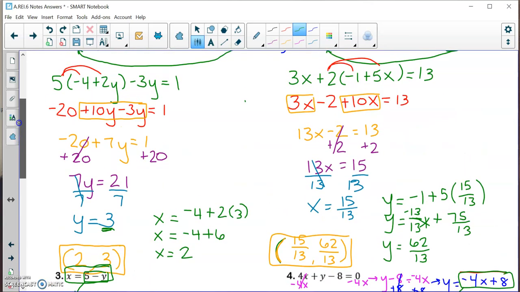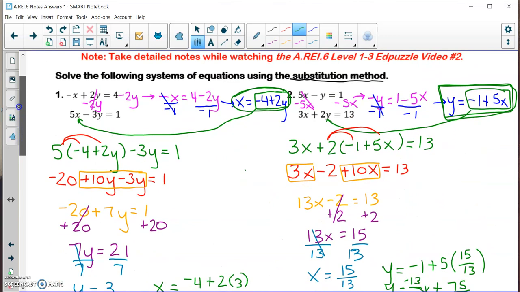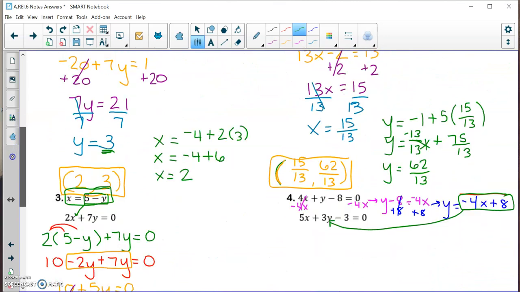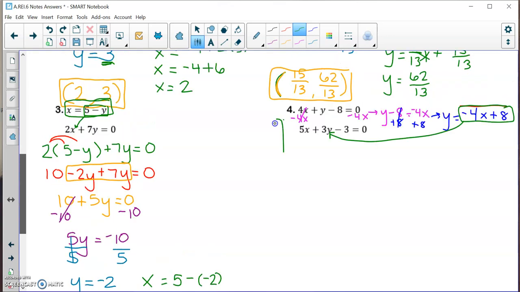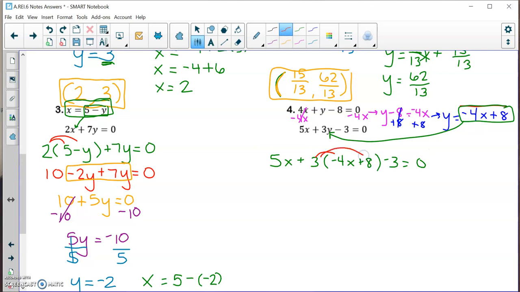And it just so happened that in all of these equations, we isolated a variable in the top equation. That will not always be the case. Sometimes the easiest variable to isolate will be in your bottom equation. All right, so I wind up with 5x plus 3 times negative 4x plus 8 minus 3 is equal to 0. Distributing the plus 3 into parentheses, remember if that was a minus 3, you would have to distribute the minus sign as well. I wind up with all of that.